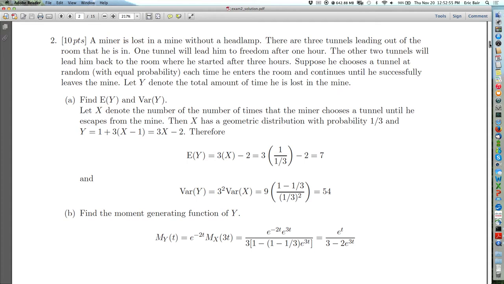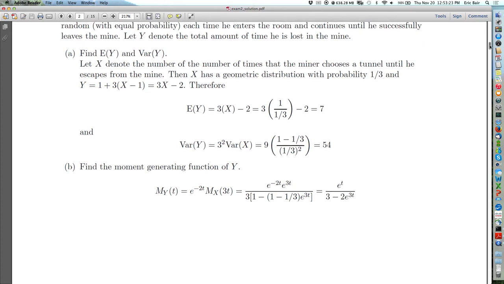So that ends up the derived variable Y that we care about being 1 plus 3 times (X minus 1), which ends up being 3X minus 2. So to find the expected value and variance of Y, you can use the standard formulas for expected value and variance of a linear transformation of a random variable. Expected value of Y is 3 times expected value of X minus 2. Likewise for variance, and then use the formula for the moment generating function. The moment generating function of aX plus b is equal to e to the bt times the moment generating function of X evaluated at a times t.